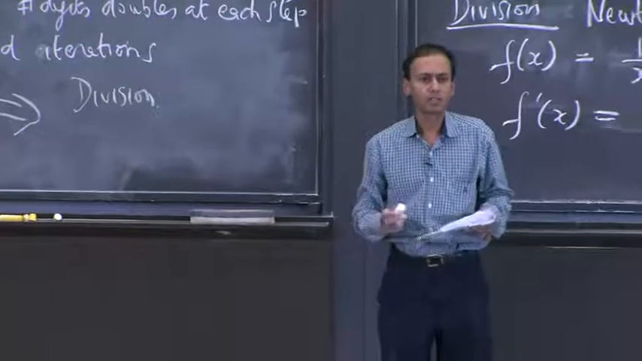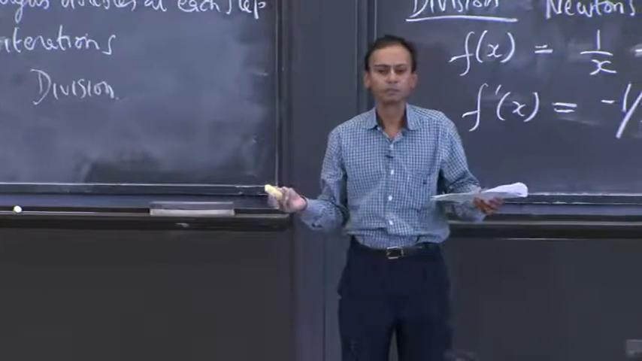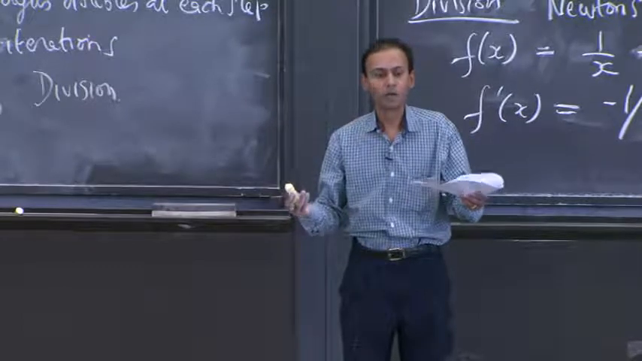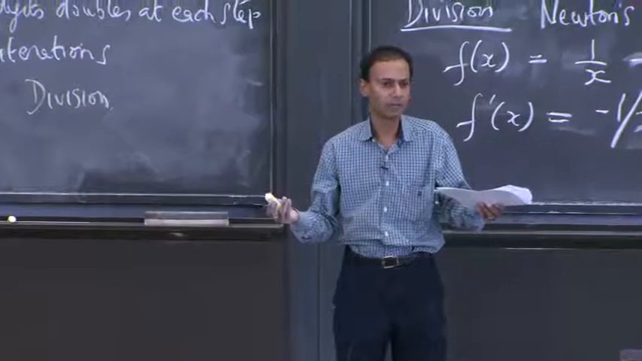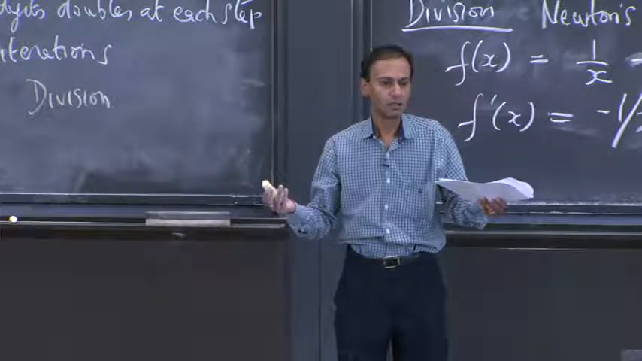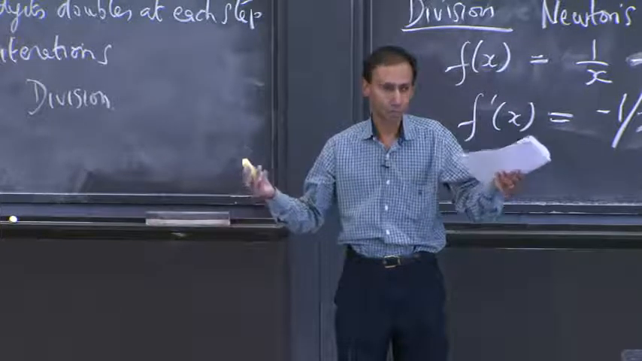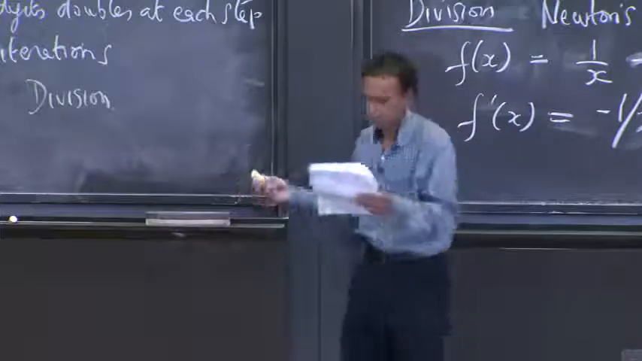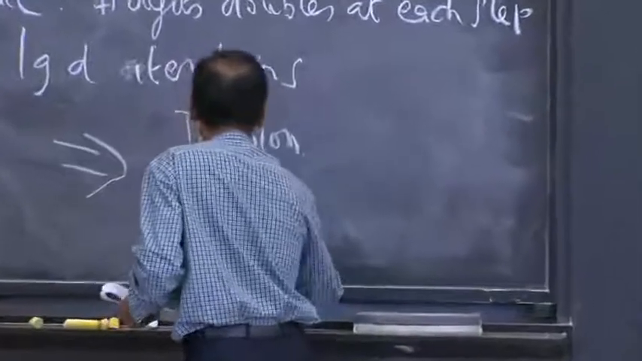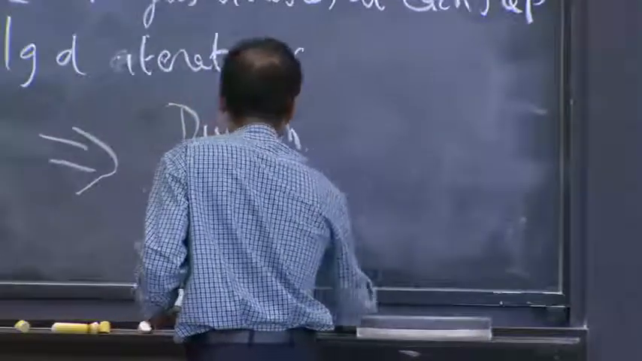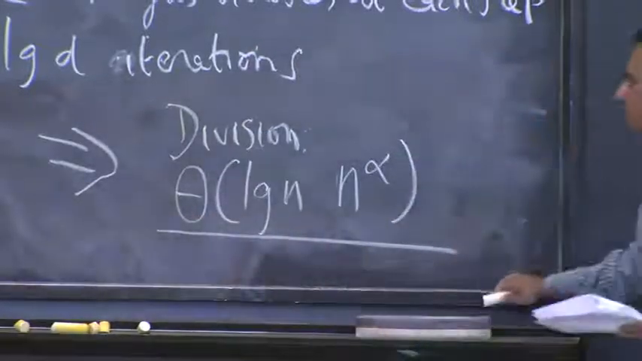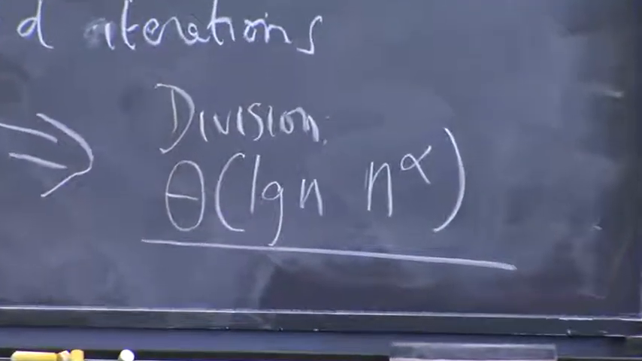For n-digit numbers it's going to be? I want to hear it from you. How many iterations, how many hard multiplies do I have? Log of n, right? It wasn't a hard question. So division would be theta of log n times n raised to alpha. All right? Everybody buy that?